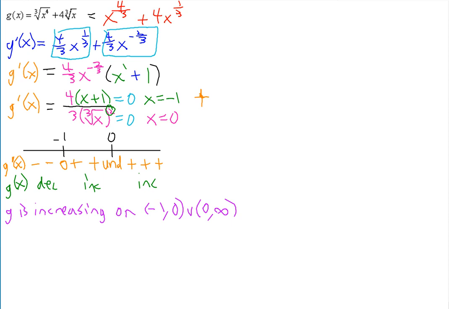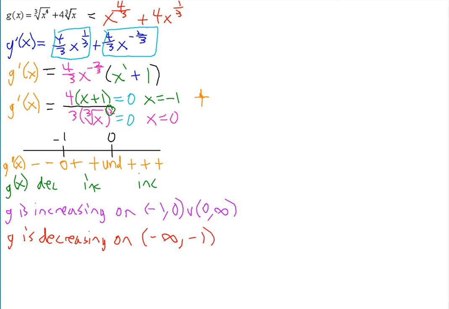And then we can say g is decreasing on negative infinity to negative 1. In this case, there's only one interval.